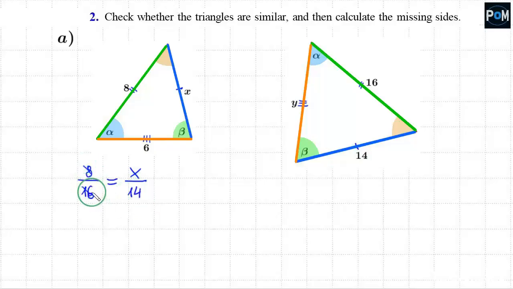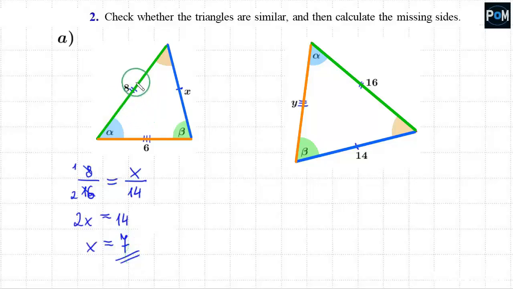Here I can simplify it. 8 and 16 nicely simplify by 8. Here I will have 1 and 2 after simplifying. Now it will be easier to calculate because diagonally when I multiply, I will multiply x times 2. I will get 2x, and that equals 1 multiplied by 14, which is 14. I divide by 2, and I get that x equals 7. I already know x. Now I would also like to know y.